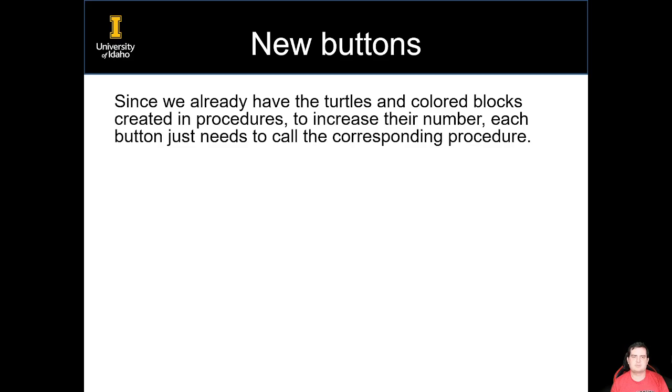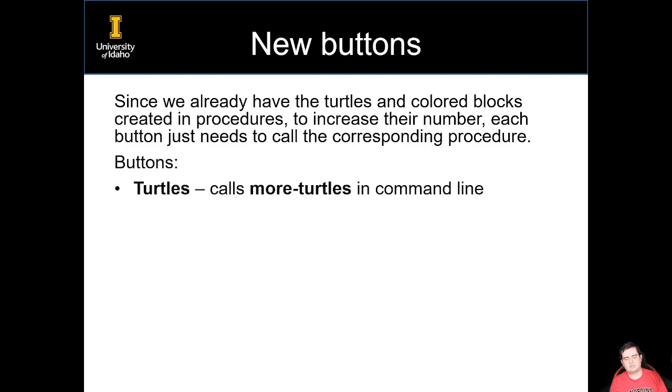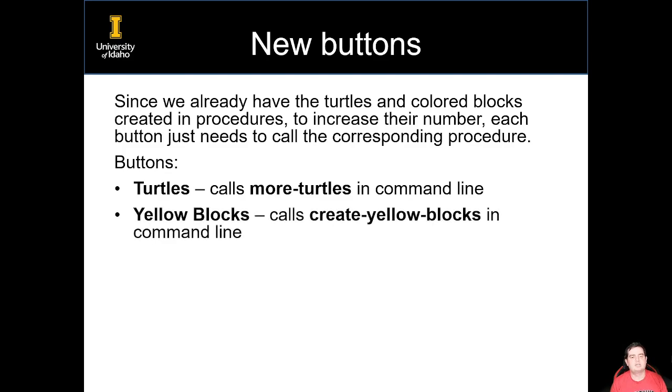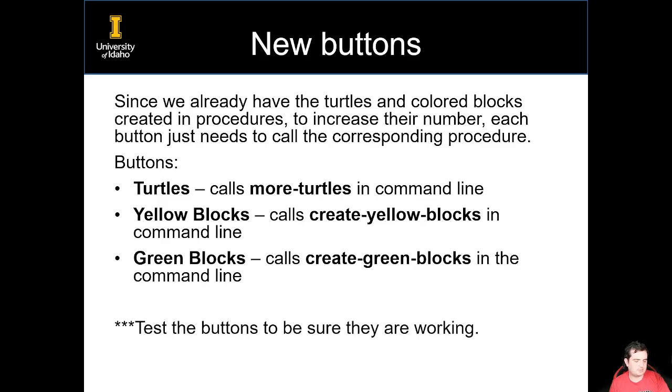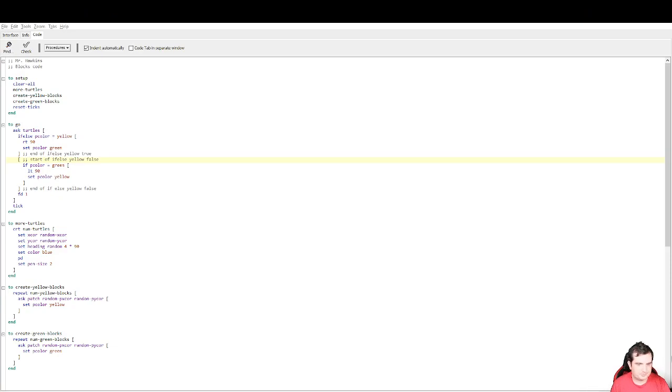Since we already have the turtles and colored blocks created, to increase the number, each button just needs to call that specific procedure. So the buttons that we're going to need are turtles, which should call the more turtles command, yellow blocks, which should call the create yellow blocks command, and green blocks, which calls the green blocks command. So let's go ahead and put those into play.